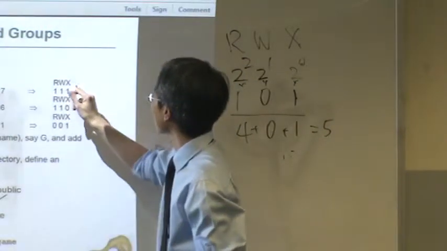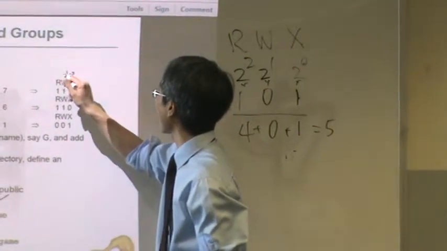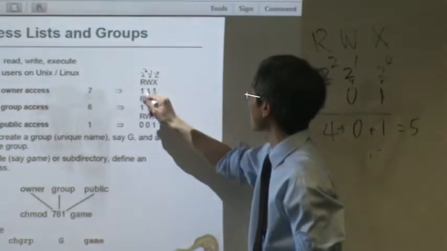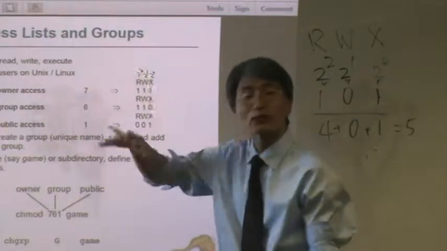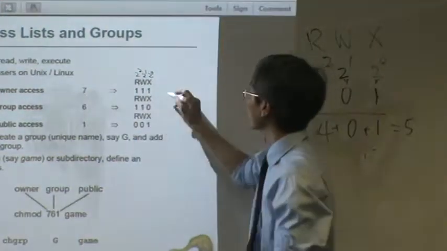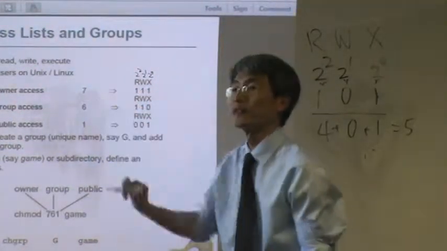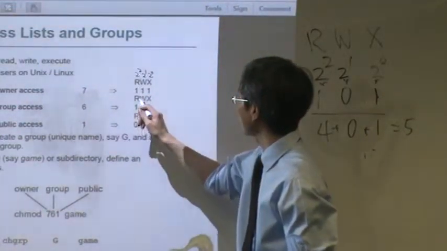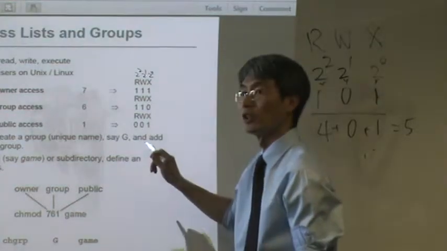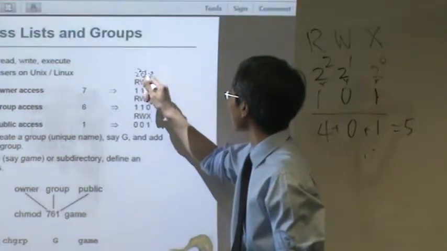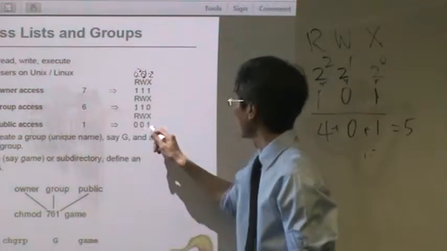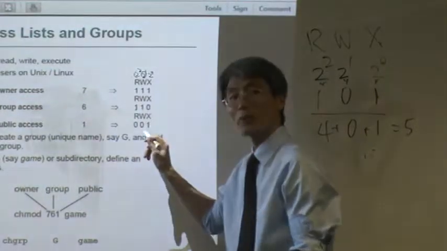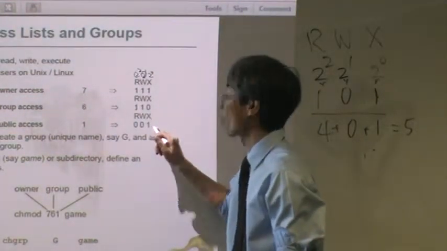So in this case, 2 to the power of 0, 2 to the power of 1, 2 to the power of 2. So 1, 1, 1 means read, write, and execute permission. Total how much? So 7. Right? 1, 2, 4. What about this one? Read, write permission, not execute. That is 2 plus 4 is a 6. And only execution permission, that is the 1.